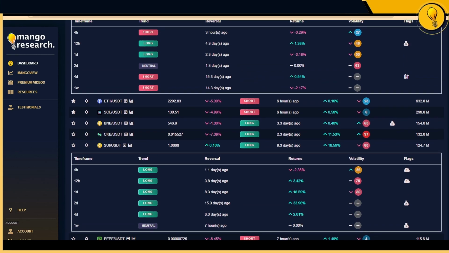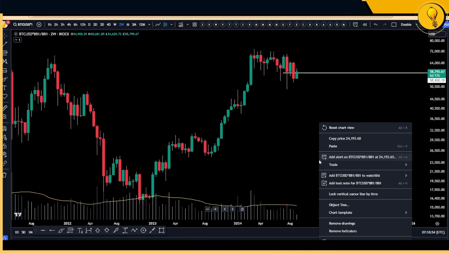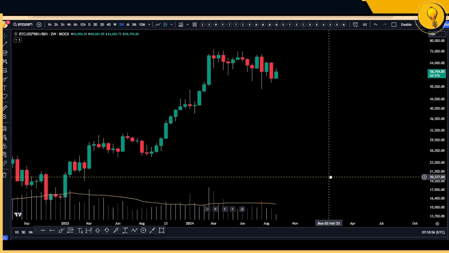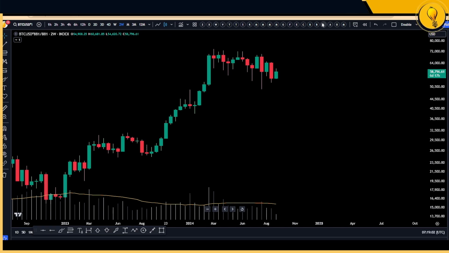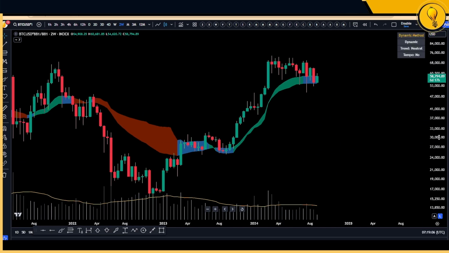Okay, back on over to the charts right over here. We are looking at the bi-weekly. Now, on the bi-weekly, you do want to look at a particular indicator too, an indicator that we've been talking about for a very, very long time, since the beginning of the cycle, and that is the bi-weekly dynamic.